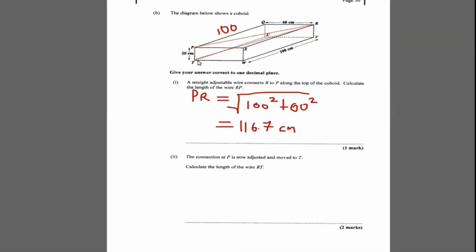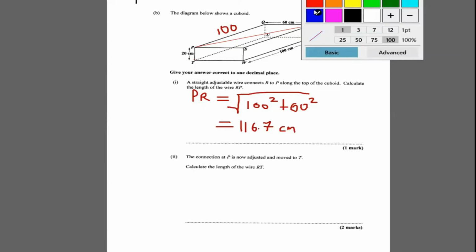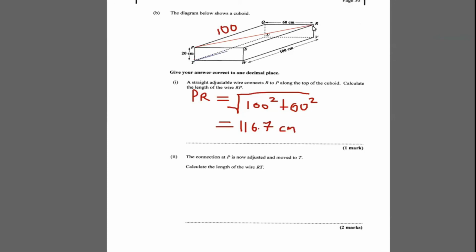Let me use a different color. Let's go with true blue. That's going to be the distance RT. So how are we going to find that now? Distance RT. We need to know the vertical distance and the horizontal distance across, going from R to T.